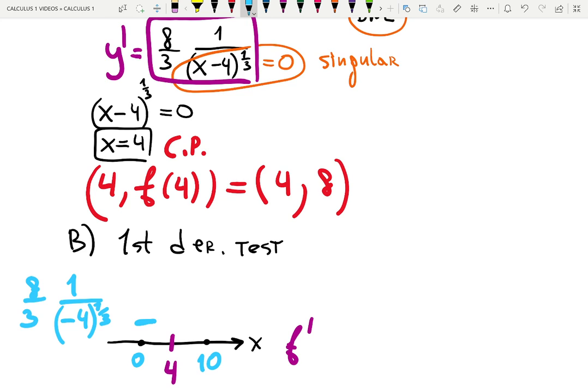Now, how about 10? Anything big minus 4 gives you positive. A positive number raised to the 1/3 is positive, multiplied by positive is positive. So the original function will be decreasing from minus infinity to 4 and increasing from 4 to plus infinity. And this place over here at 4 is our local and sometimes even global minimum. That will be other questions to answer.